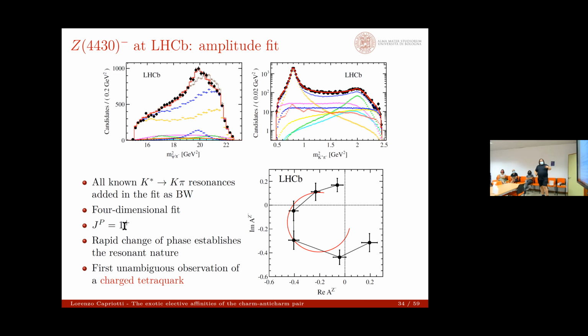And if you draw the phase, which is called the Argand plot, so this is just the imaginary part and the real part of the amplitude, what you expect is a circle when the resonance is happening. And this is exactly what we observe. So this is a confirmation that that state is an actual resonance. And so this is the first unambiguous observation of a charged pentaquark.